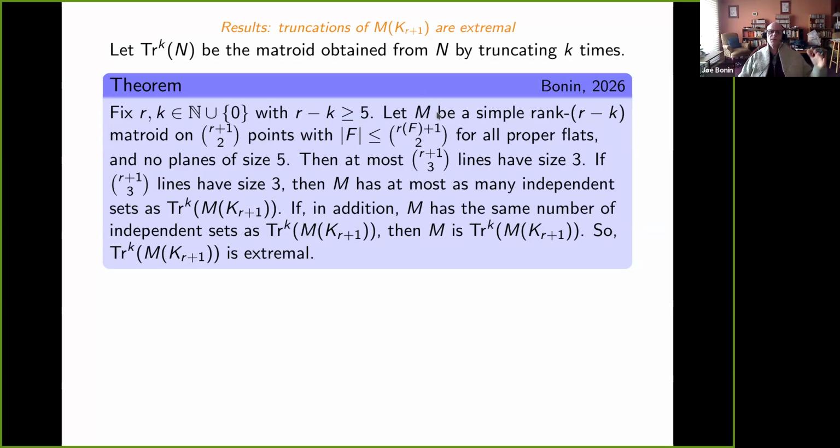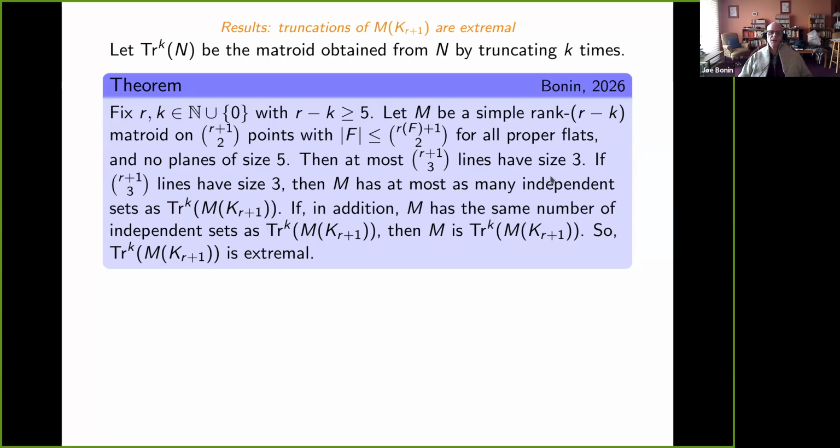Yeah, so if we have a simple rank r minus k matroid on r plus 1 choose 2 points, where for proper flats other than the top, their size is at most the rank plus 1 over 2, and there are no size 5 planes, then you get the same bound as before on the number of 3-point lines, r plus 1 choose 2.